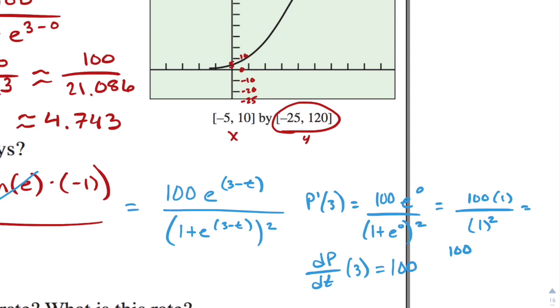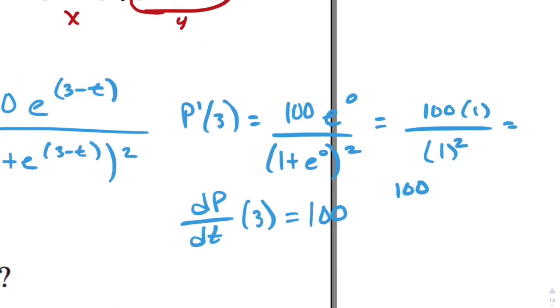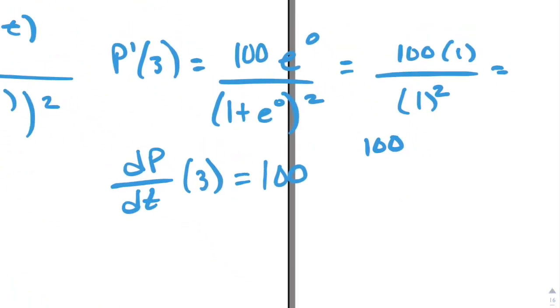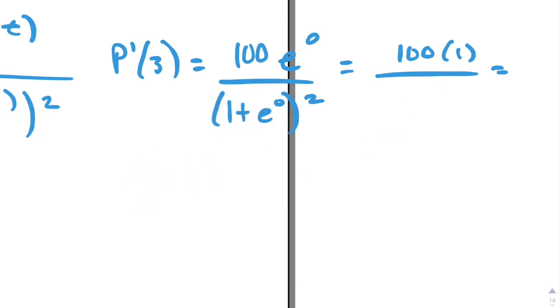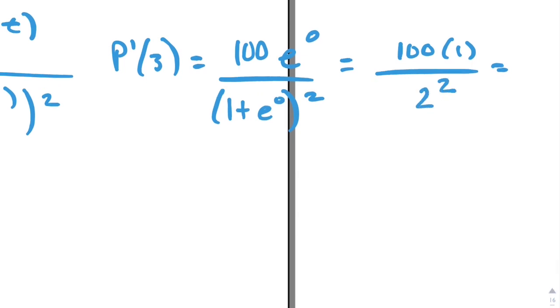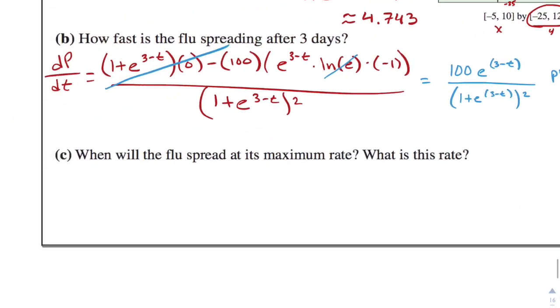I'm sorry, I made an error here. I'm looking at the textbook and I see what I did wrong. Take a look right here. That's 1 plus 1, not 1 plus 0. My apologies. So let's clean that up. It's going to be 2 squared. So 100 divided by 4 is 25. So it looks like it's increasing at the rate of 25.